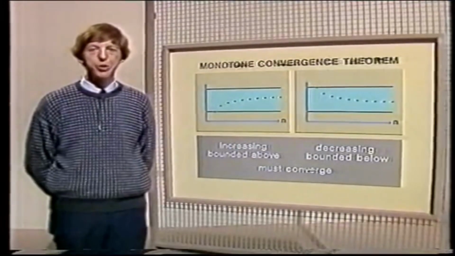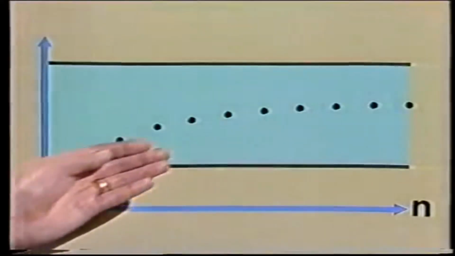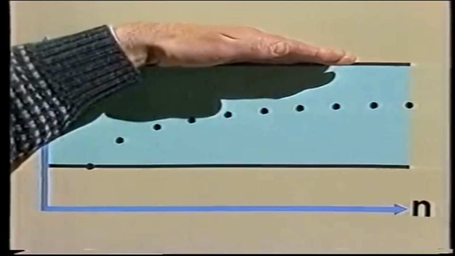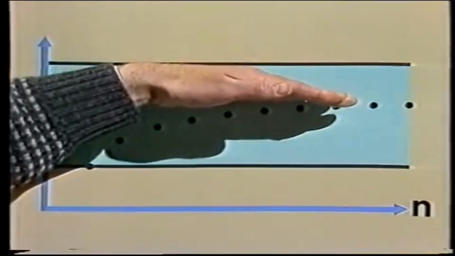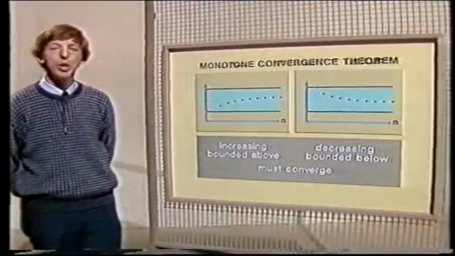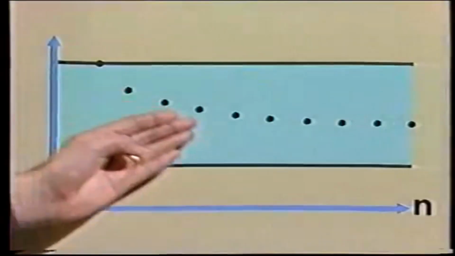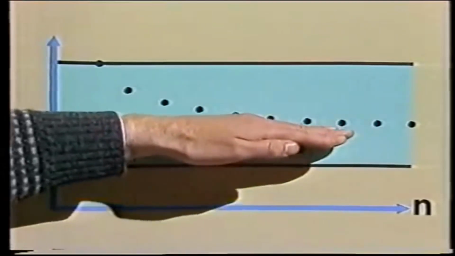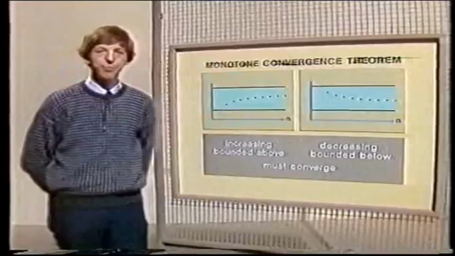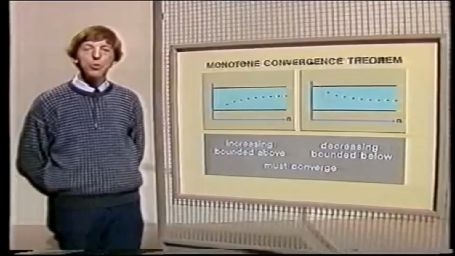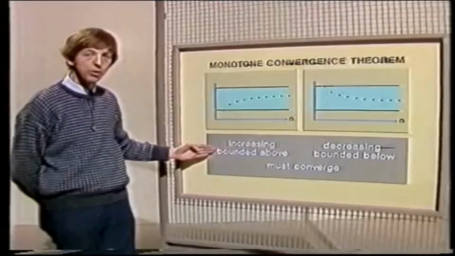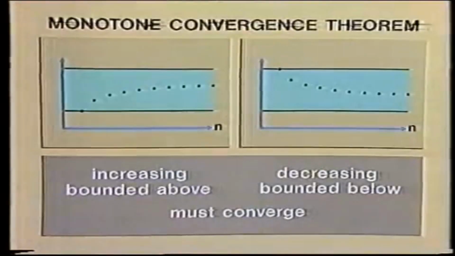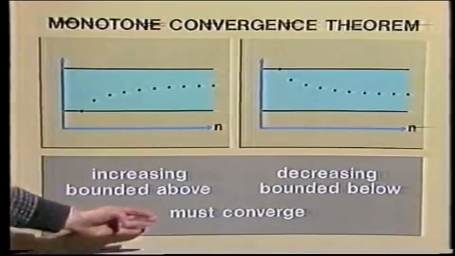So the monotone convergence theorem tells us that an increasing sequence, which is bounded above, converges, and its limit is the least upper bound of the sequence. And in the same way, the theorem tells us that a decreasing sequence, which is bounded below, converges to its greatest lower bound. So if a sequence is increasing and bounded above, or decreasing and bounded below, the monotone convergence theorem tells us it must converge.